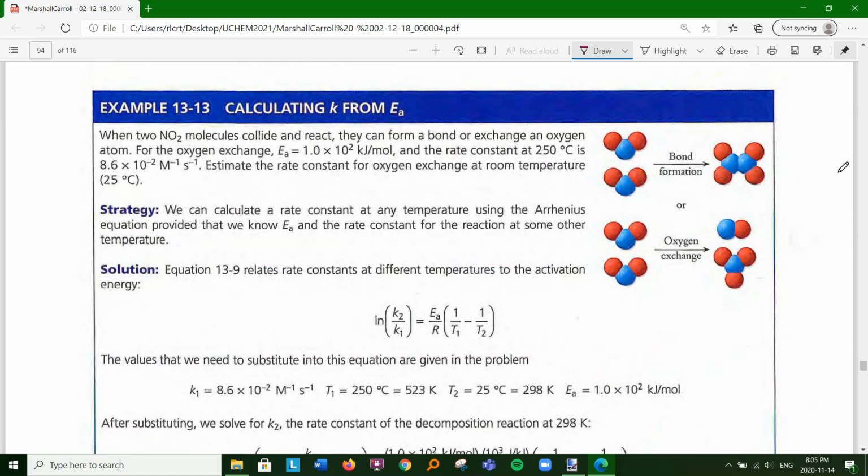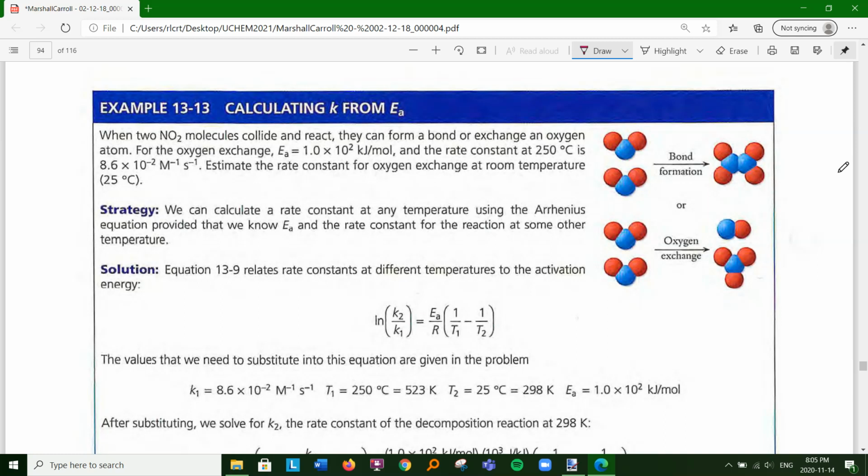So here's an example, 13.13, lucky 13. Two NO2 molecules collide and react. They can form a bond or exchange an oxygen atom. If they just react to form N2O4, then the activation energy we showed was 0 to a first approximation. But for the oxygen exchange, it's not. It's 100. Oh yeah, like we said before. And the rate constant at 250 Celsius is 8.6 by 10 to minus 2.